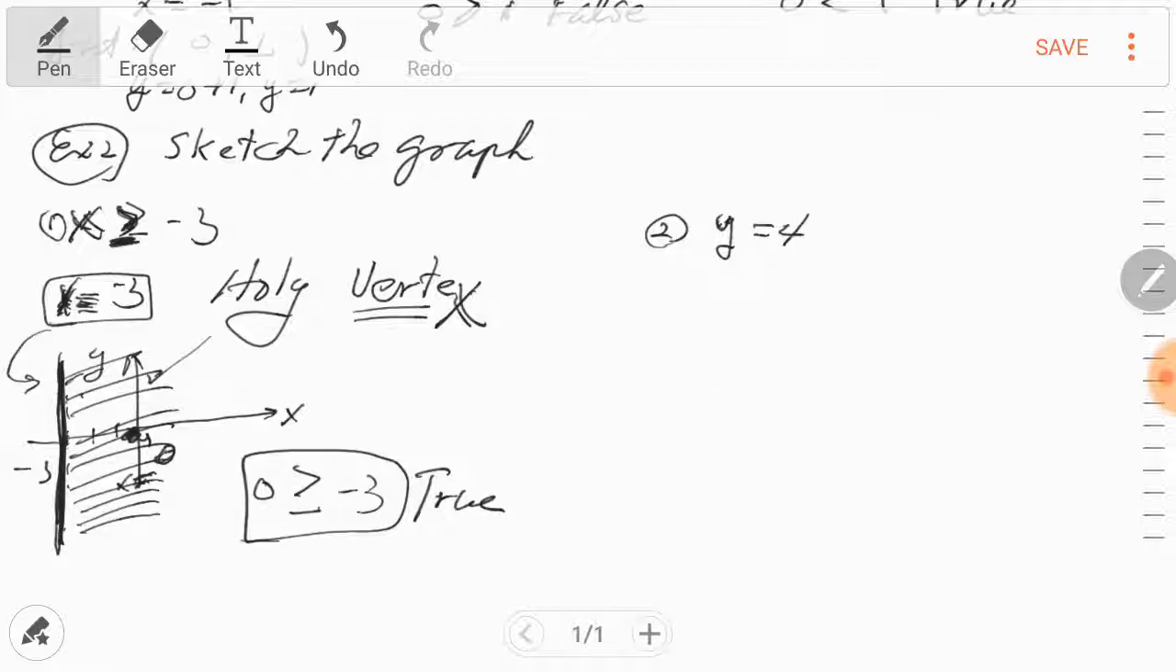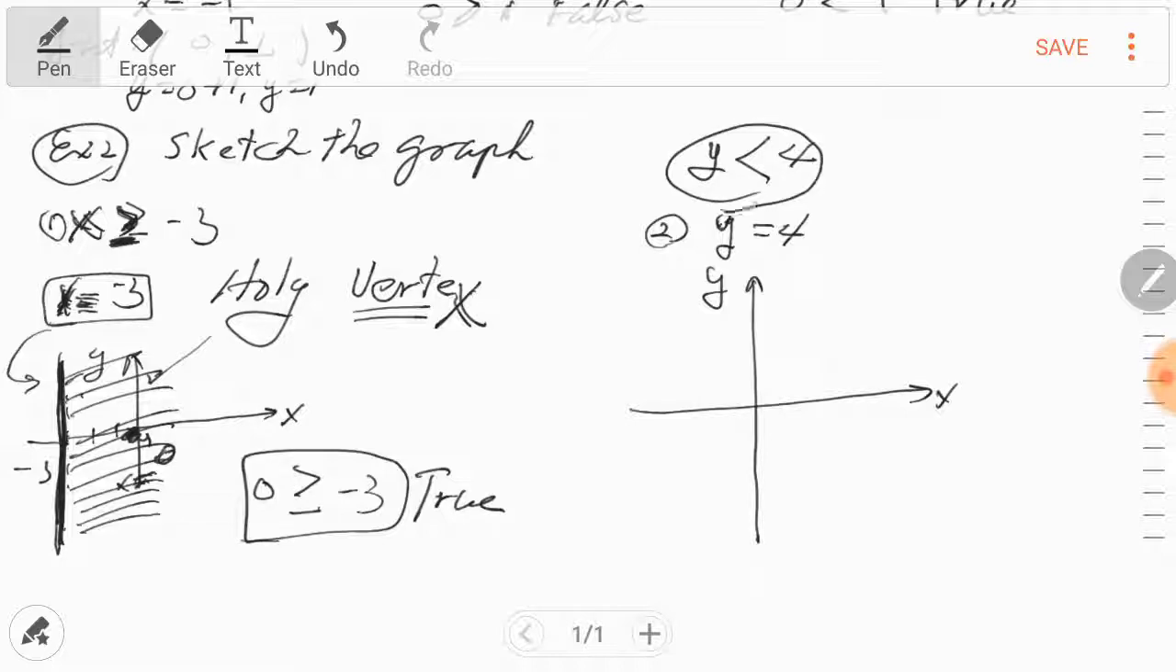How about the second one? This is y, this is x. The inequality is y is less than 4. In order to find the solution, to sketch the graph of this inequality, first we need to draw the line y equals 4.